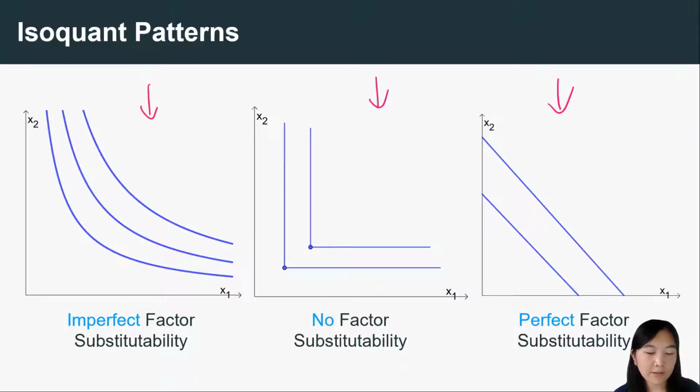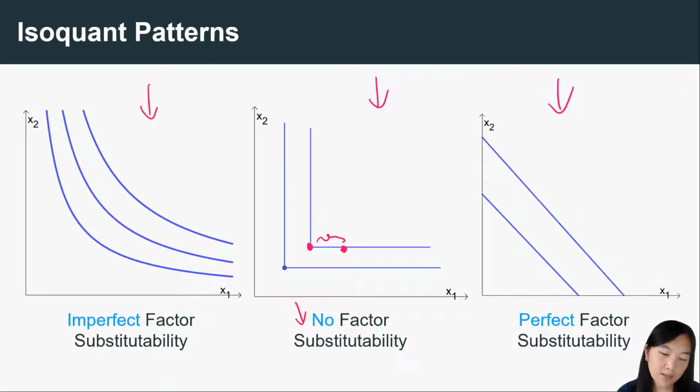Another pattern is that you cannot replace one factor by the other. The 2 factors always need to be used proportionally. Then we have this pattern. For example, if you're producing here, it's the same output as if you're producing there. So the increase in X1 is not adding anything to your output. An example here is a tractor and the driver. So 1 tractor, 1 driver. If you have 2 tractors, 1 driver, you still end up with the same output.